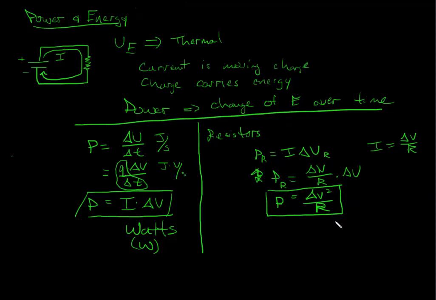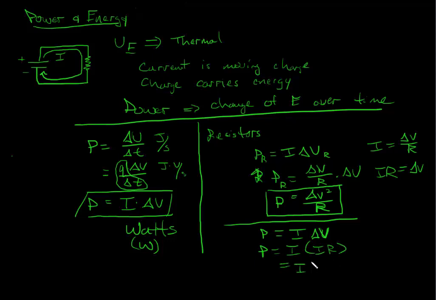If you didn't know the potential difference, then we could get a new one, which is in terms of I. So we can rearrange this. Again, working from power is I delta V. We want to get rid of the delta V, so I can just move the R over. So I get delta V is equal to IR, and substitute that. So we get power is I times IR, and we get I squared R. That's power. So there you go.